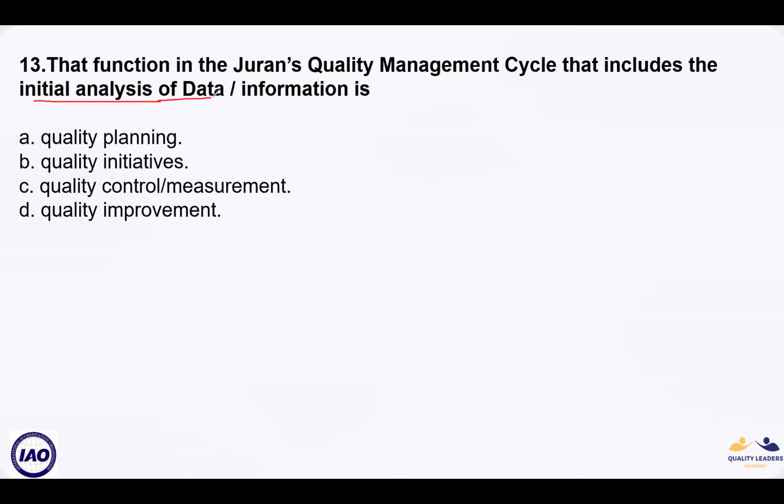So remember, Juran's quality trilogy has quality planning, quality control, and quality improvement, right? As far as I remember, in quality planning we set the goal, identify customers, and design the process, and it's forward looking. There is no data analysis in quality planning at all, right? So this is not the right answer. Quality initiatives is not at all present in Juran's quality trilogy. Okay, it's specifically asking regarding Juran's quality trilogy.